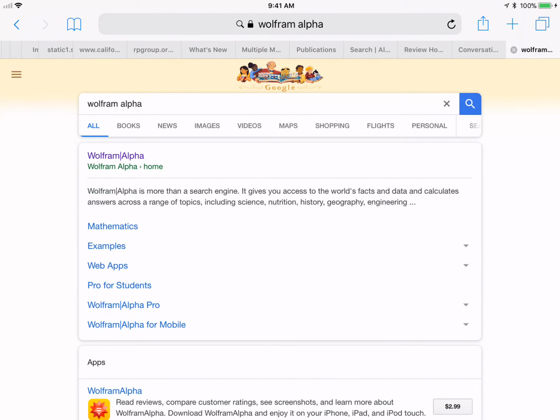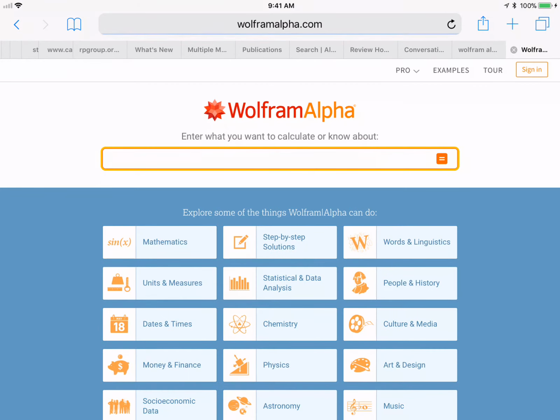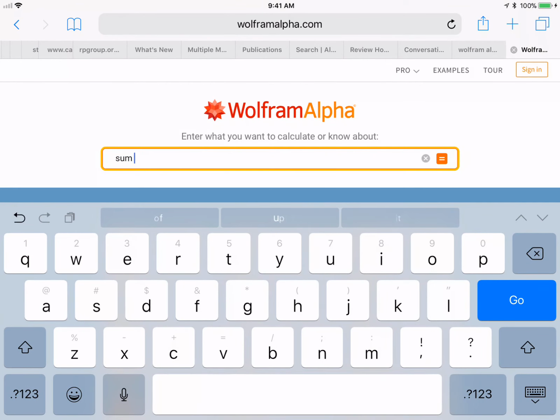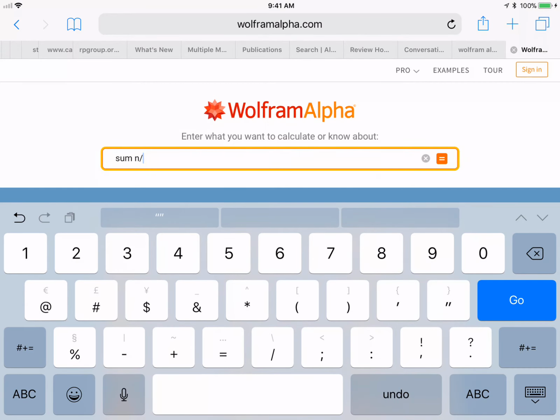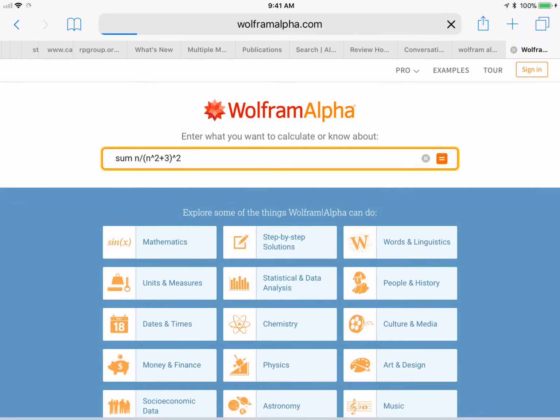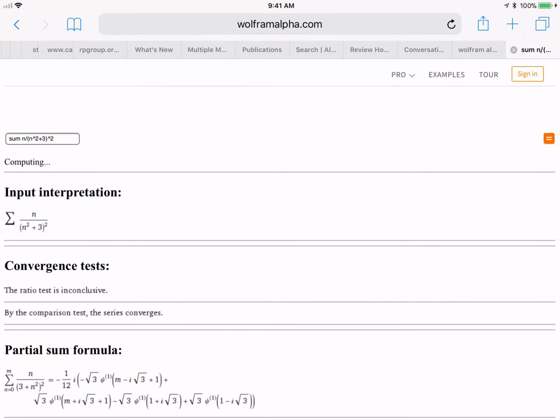So if I go to Wolfram Alpha, I'm going to plug in sum. What was the sum I was looking at? I think it was n divided by (n squared plus 3), and then that quantity squared. Okay, go. I hit enter.